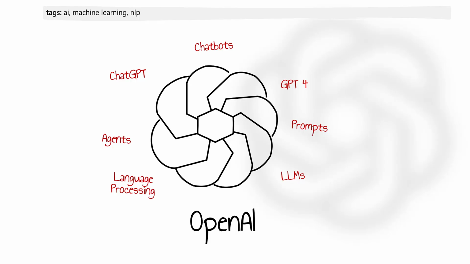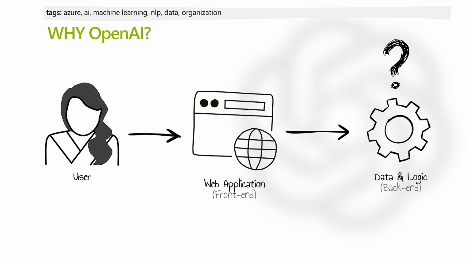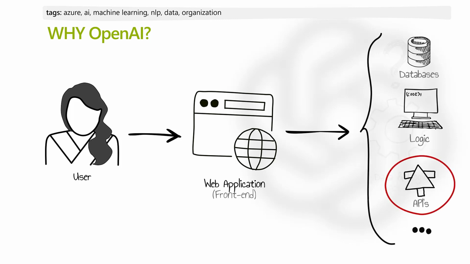You are able to hear about OpenAI everywhere these days. There are a lot of terms that accompany the term OpenAI. Let's understand why OpenAI is needed. If you look at a typical web application front end that is accessed by a user, it uses a back end that comprises data and logic, specifically databases, business logic, and even some API services.